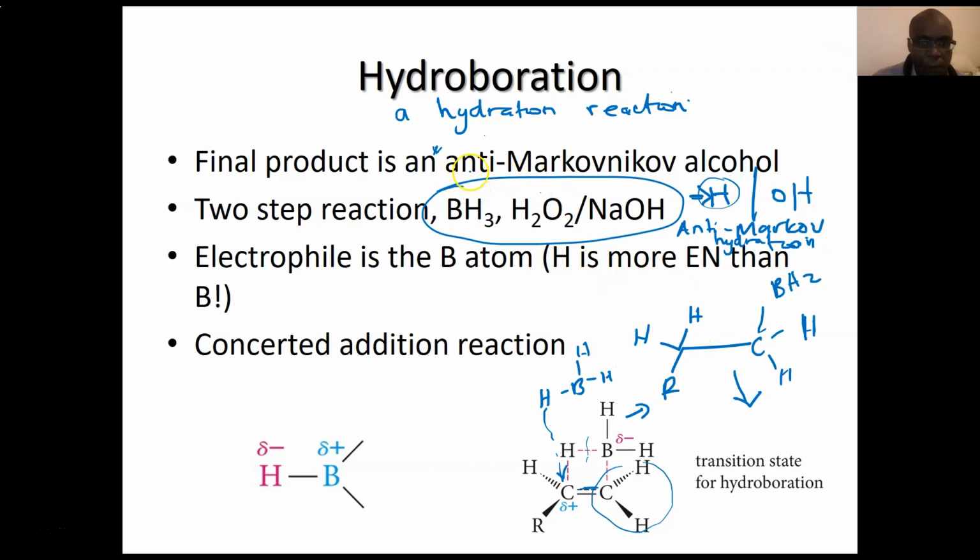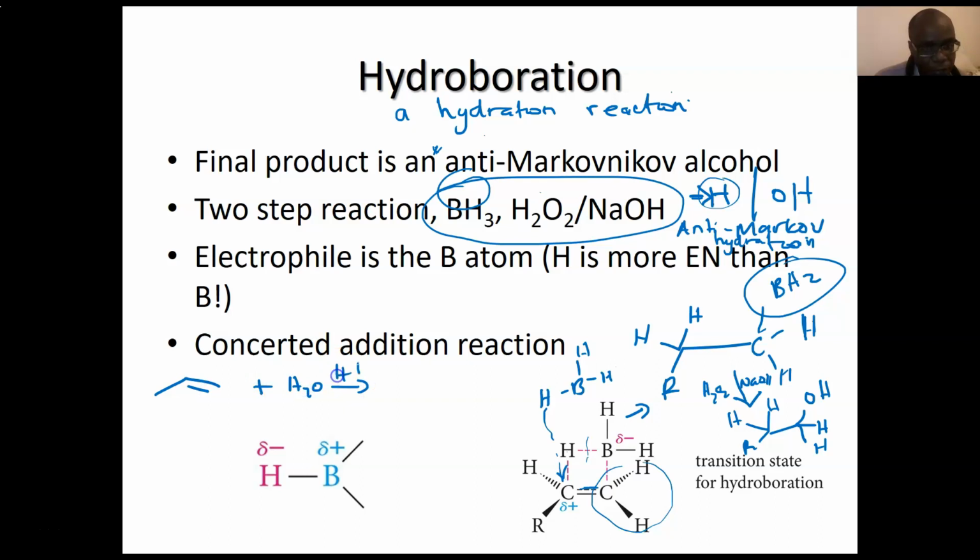The second step, after adding BH3, you use the peroxide and sodium hydroxide. So what happens is that this BH2 will be replaced by an OH. So what are we seeing here? If you would have started with this molecule, let's say this was the molecule, and then you simply add H2O, hydration like we did, what would have been expected is OH will go where there's less hydrogens, the hydrogen will end up where there's more. You see we have CH2, this would have been the product, okay?